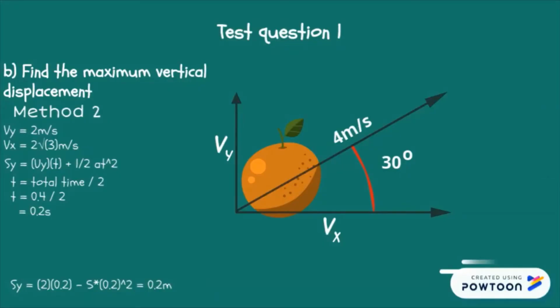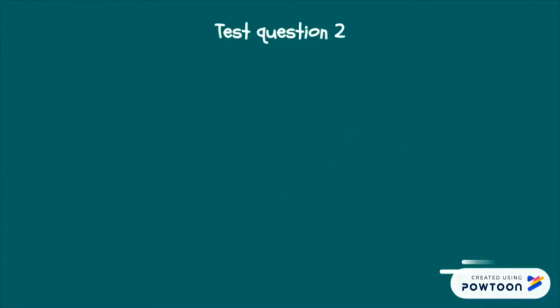So for our second method, all we really need to do is divide the total time that the orange is in motion by 2. And since we already know the total time from part A, which is 0.4 seconds, we just divide 0.4 by 2 and we get 0.2 seconds as the time taken for the orange to reach its highest point. We can now sub in 0.2 seconds into our kinematics equation and we get 0.2 meters as our maximum vertical displacement. Let's move on to the second question.